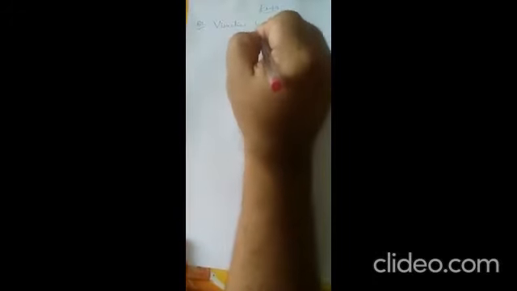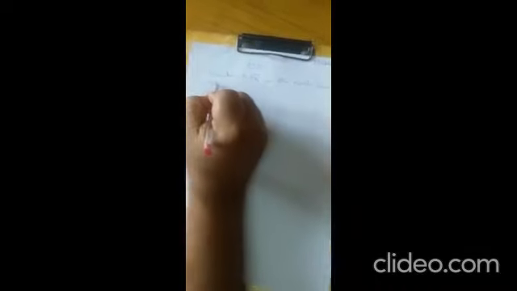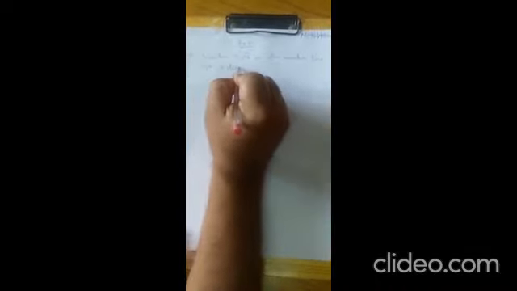Question 2 of exercise 1.4. Visualize 4.26 bar on the number line up to 4 decimal places, that is 4.2626. This number you have to draw on the number line.